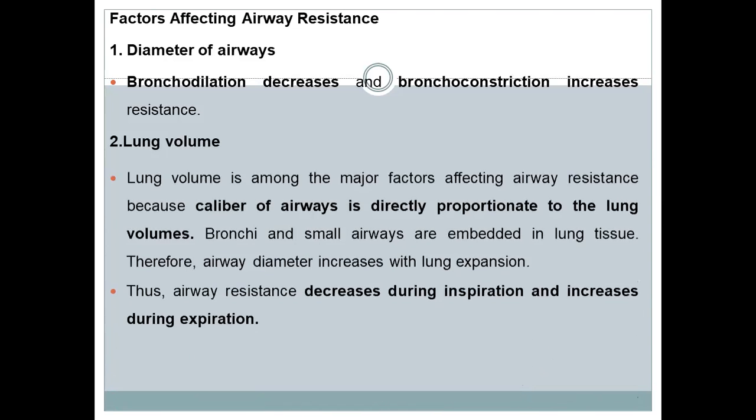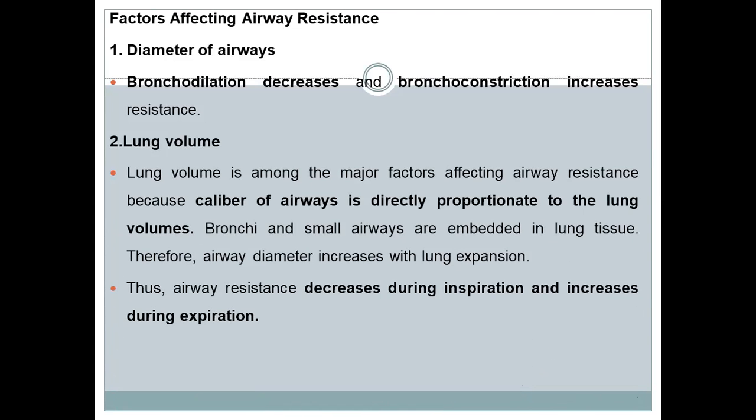The second important factor is lung volume. It is among the major factors affecting airway resistance because the caliber of the airways is directly proportional to the lung volume. The bronchi and the small airways are embedded in the lung tissue, so the airway diameter increases along with lung expansion. So you see the functional structure of the lungs and the airways also. These bronchi and small airways are embedded in the lung tissue.